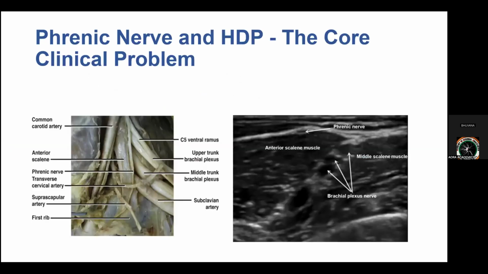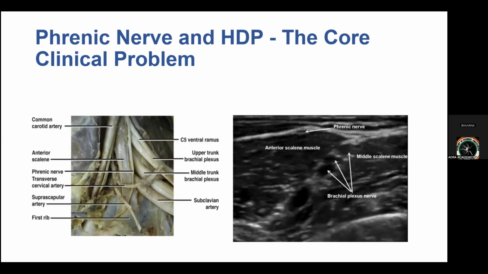This slide is highlighting the core clinical problem of shoulder anesthesia, because of the phrenic nerve's relationship to the upper trunk and brachial plexus. Here you can see the left side of the image. This is the anterior scalene muscle. This is the phrenic nerve. This is the upper trunk. This is the middle trunk. This much close proximity of the phrenic nerve and brachial plexus.